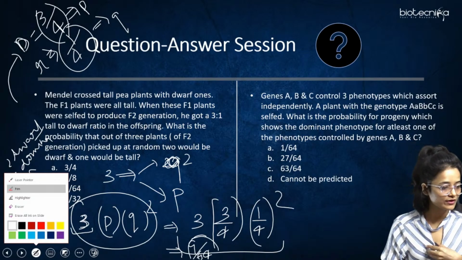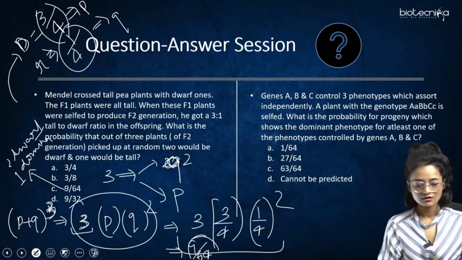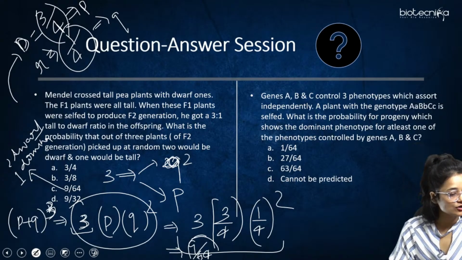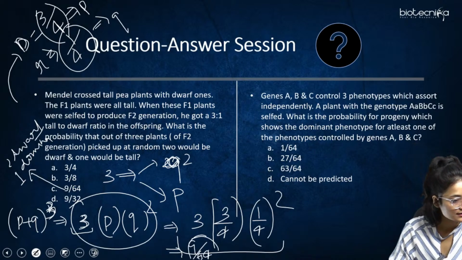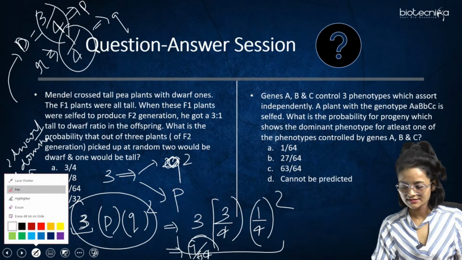So I hope everyone would have understood this. No, the option is C. The correct option is C, 9/64. So Amit Kumar, yeah, you were right. Ankita also right. Kiran Kumar, yeah, you are also right. Yes. So C is the correct option here.